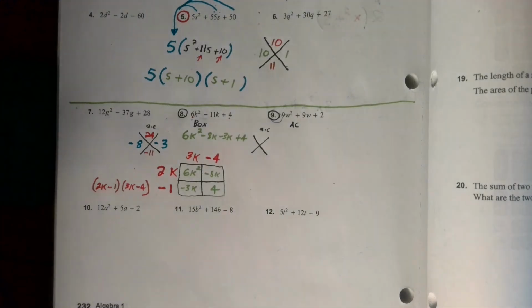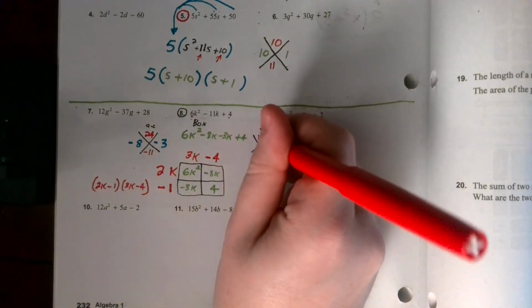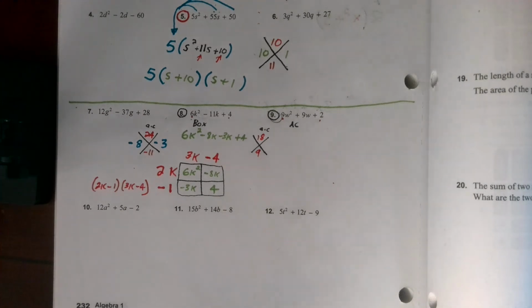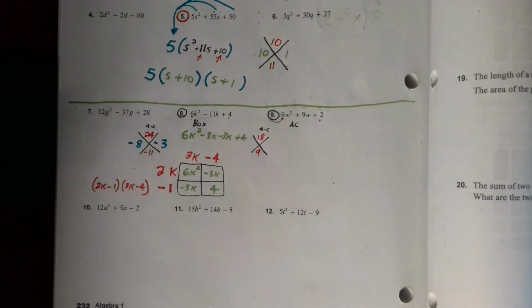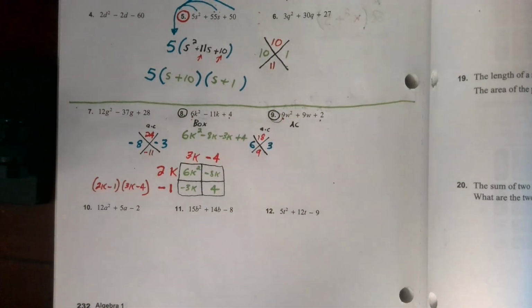Let's do number 9, the AC method. So, again, we multiply our A value and our C value, giving us 18. And our middle value is 9. What multiplies to make 18 but adds to make 9? The answers here were 6 and 3.